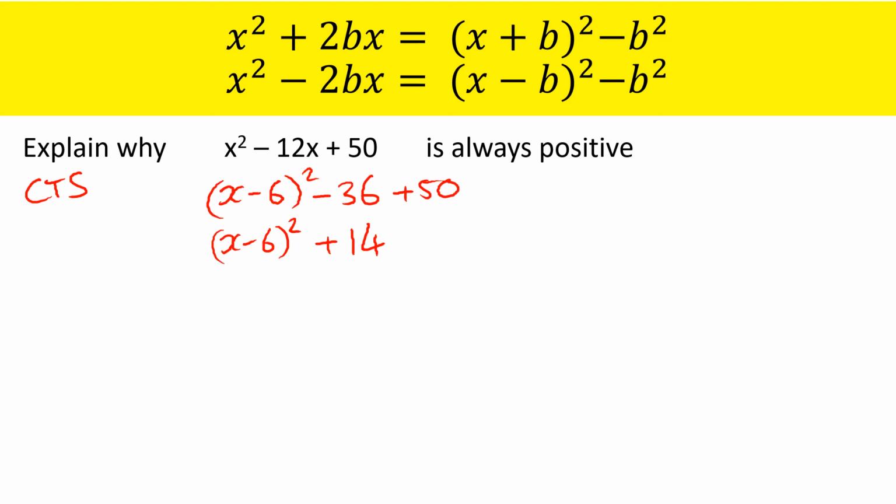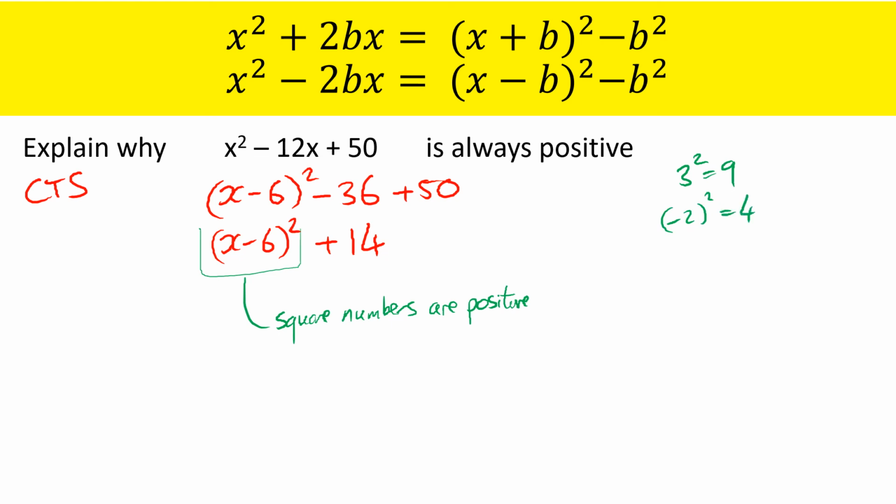So why is this always positive? Well, this is the key. So this is a square number because it is x minus 6 squared. And one thing we know about square numbers is that they are always positive. Is that true? Well, okay, 3 squared is 9, great. Minus 2 squared, minus times a minus is positive, yeah. If the number was positive, then if we square we get a positive number. If the number was negative, we square it, we get a positive number as well. So square numbers are always positive.